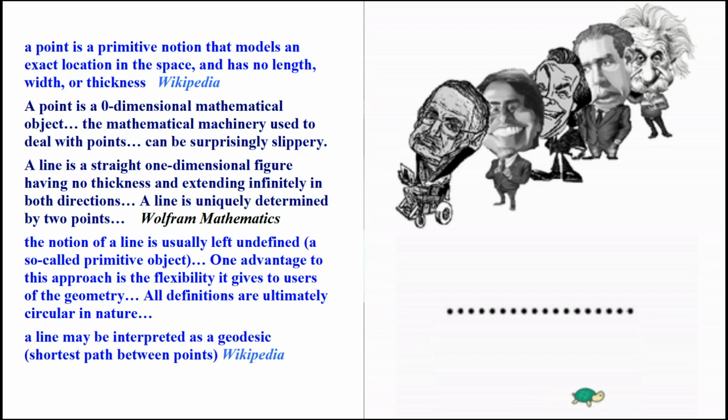Well, I don't know about a one-dimensional figure. There's no such monster in science or in physics or in the real world. I don't know if it's straight, but for sure it's not one-dimensional. There's no such object as one-dimensional. And just in case you said, well, maybe they meant something else, they clarify, having no thickness and extending infinitely in both directions. There is no object that extends infinitely. There is no object that has no thickness. And then it says a line is uniquely determined by 2 points.